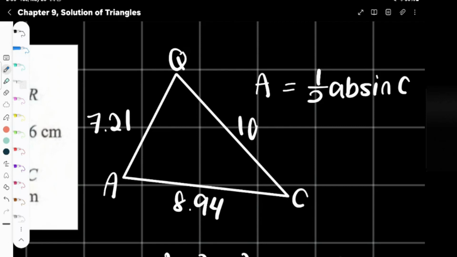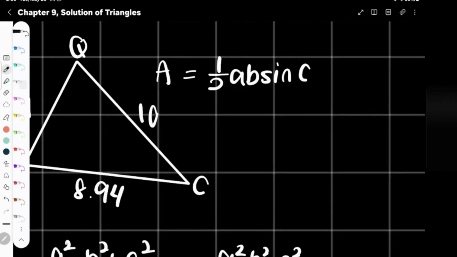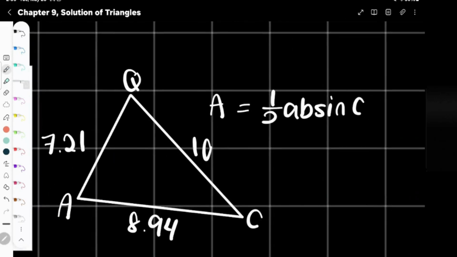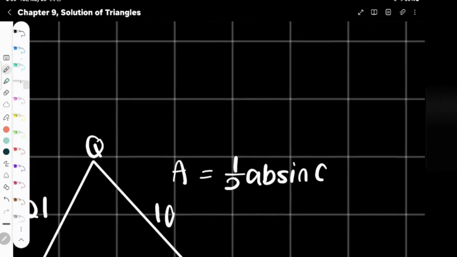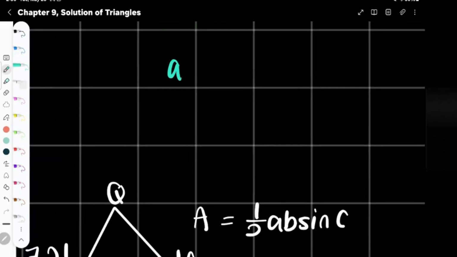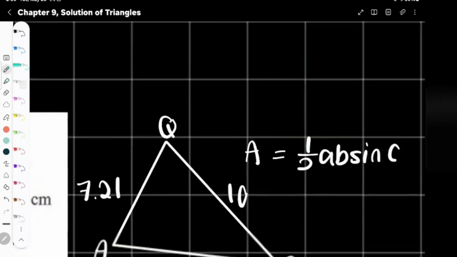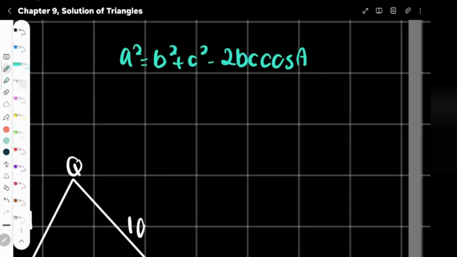What can we use? Can we use a sine rule? No, because we do not have at least one angle. Can we use, let's say, cosine rule? Yes, we can use cosine rule. You know why? Because there are 3 distances. So let's use cosine rule. Cosine rule states that a square equal to b square plus c square minus 2bc cos a.